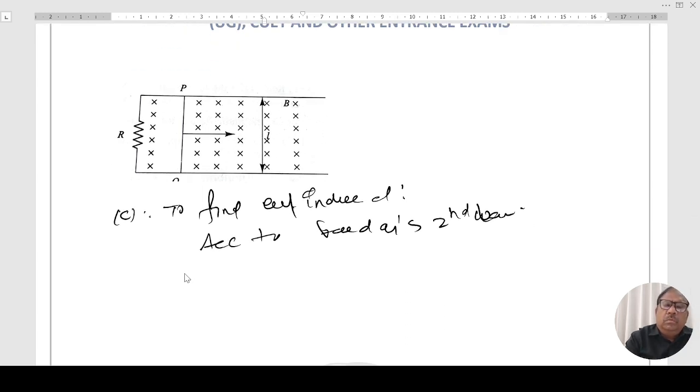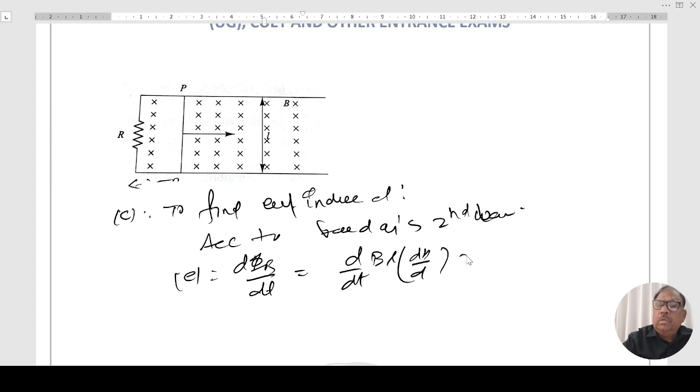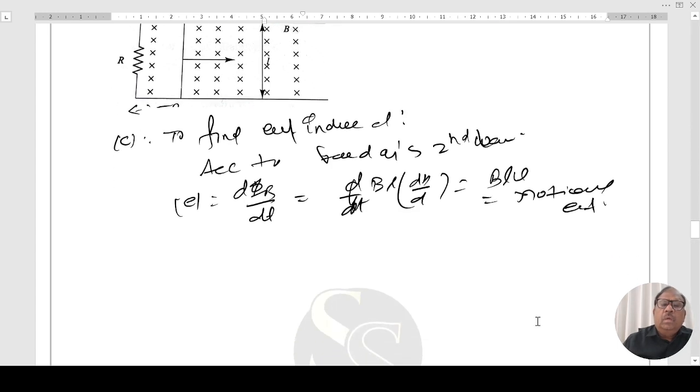E equal to d phi by dt, equal to d by dt of BLx. Acting like this, dx by dt is v, so E equals BLv. This is the motional EMF.